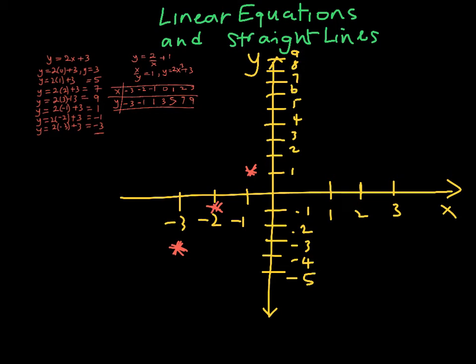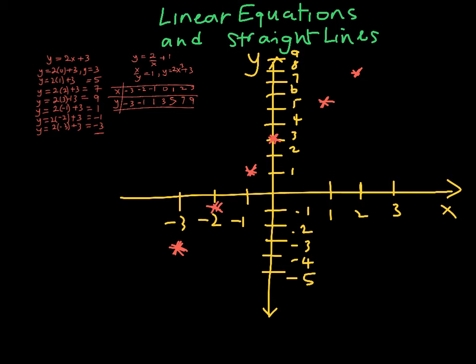So when x is 0, y is what? Positive 3. So our next point is going to be right there. Okay, so when x is 1, y is 5. So that's 1 and 5. When x is 2, y is 7. 2 and 7. And when x is 3, y is 9.